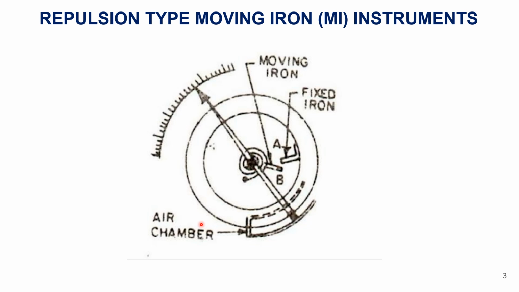Similar to the attraction type, here also the control torque is provided only by the spring control method, not by gravity control. We have mentioned the drawbacks of gravity control. One thing is we should keep the instrument always in a vertical position, which will increase the weight of the instrument. So control torque can be provided by spring control.